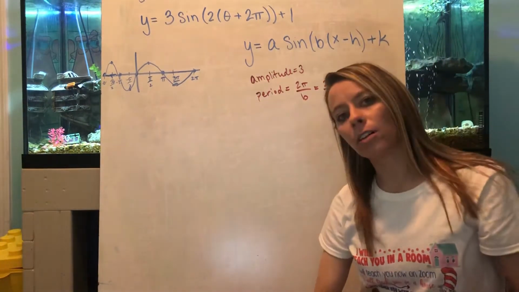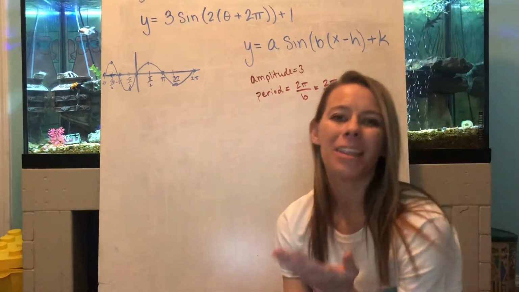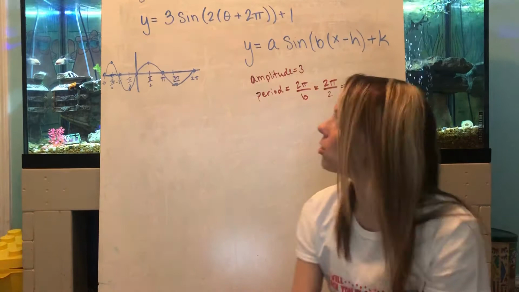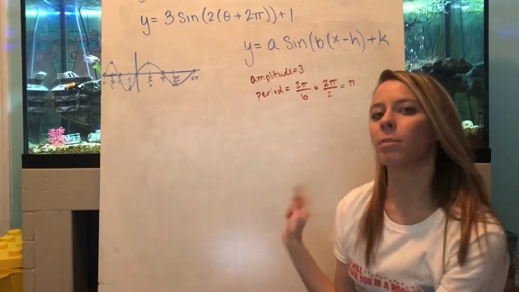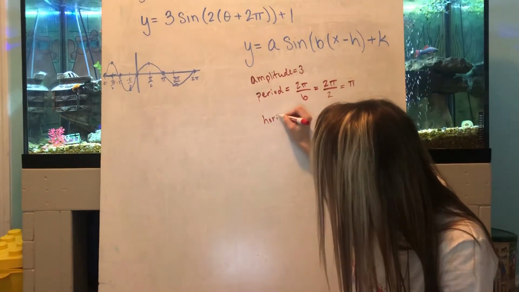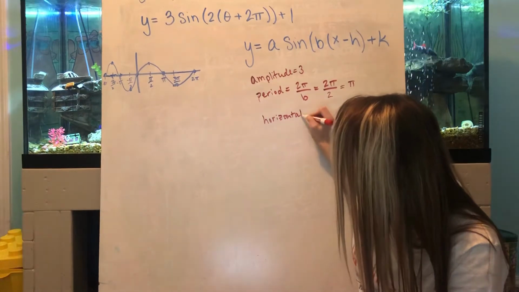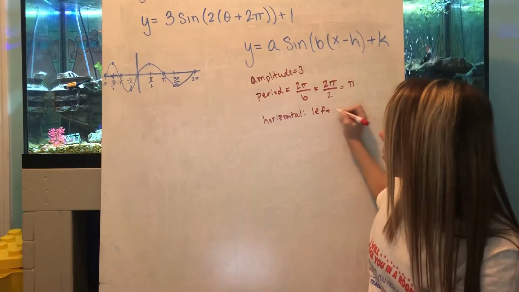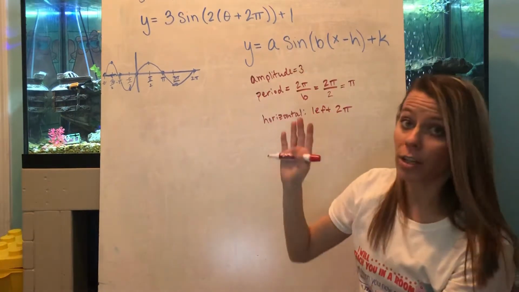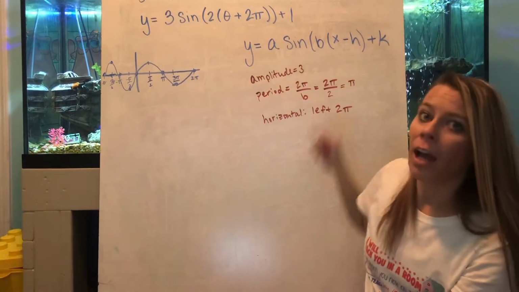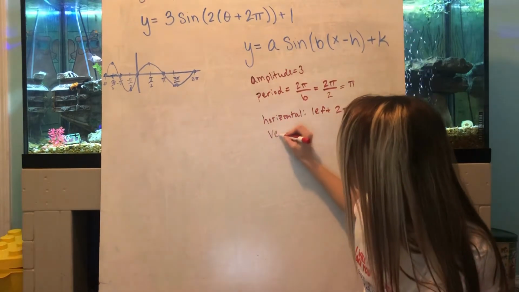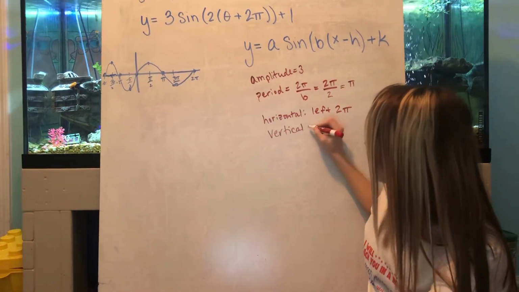H is your horizontal shift or phase shift, and that's just like every other transformation. It's backwards of what you would think it is. So since this is positive, we're going to move to the left 2 pi. So I'm going to put horizontal, our shift is left 2 pi, and then our vertical shift is this last one, our k value, just like h and k in regular transformations. So my k value, my vertical transformation, is I'm going to go up 1.